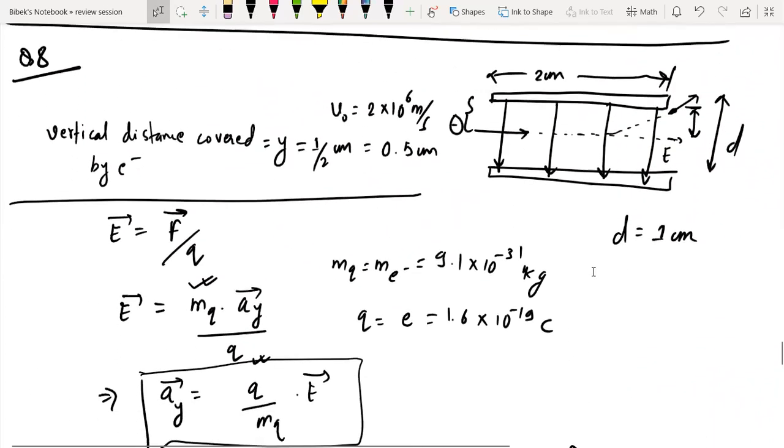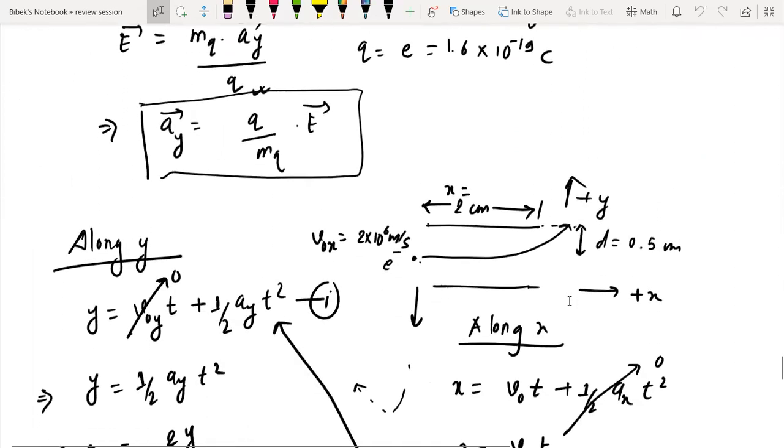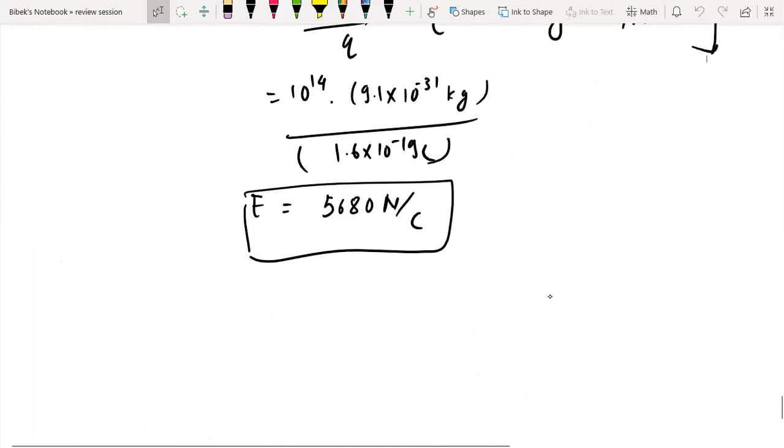Now that you have found the electric field, I think part B asked what if this thing was not the electron, what if it was a proton?